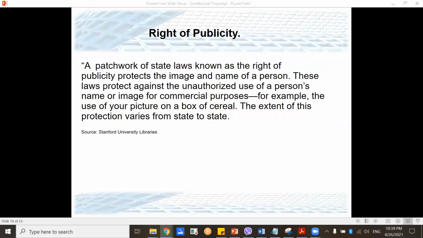Now, the right of publicity: the patchwork of state laws known as the right of publicity basically protects the image and the name of the person.